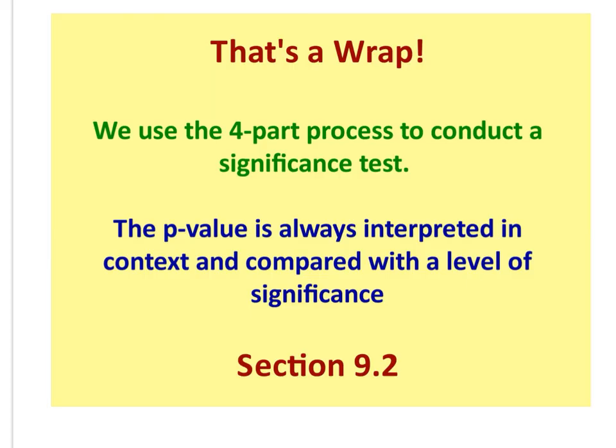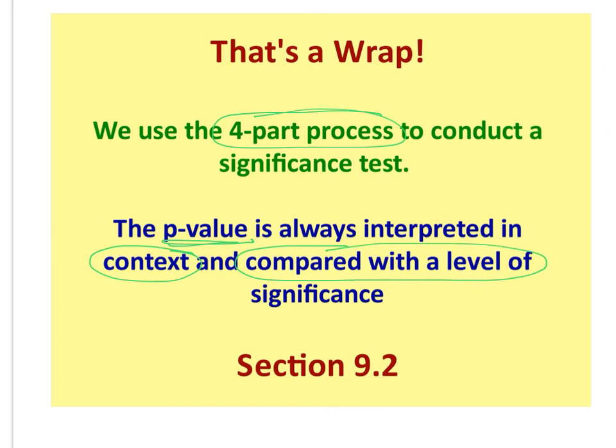So that's a wrap. I know that was a lot of words and processes, but it's piecing together everything we've been doing. So we use the 4-part process to conduct a significance test, and the p-value is always interpreted in context and compared with the level of significance, or alpha.